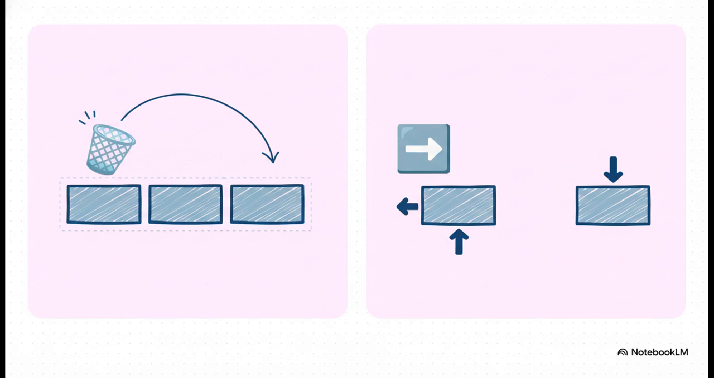For that, we use a method called shift. It takes off the very first element, in this case, cat, and then, just like the name suggests, it shifts everything else over to the left to fill in that empty spot.